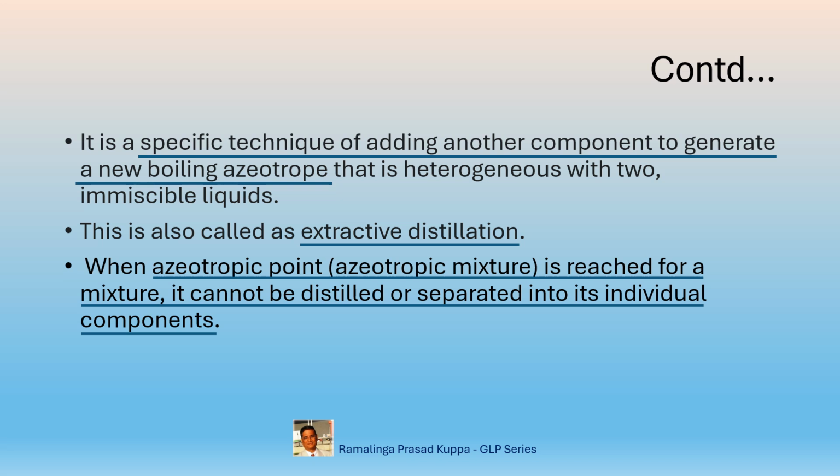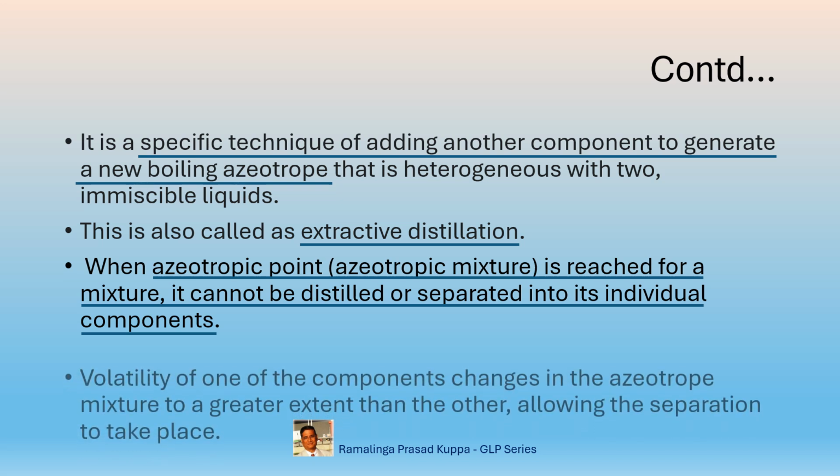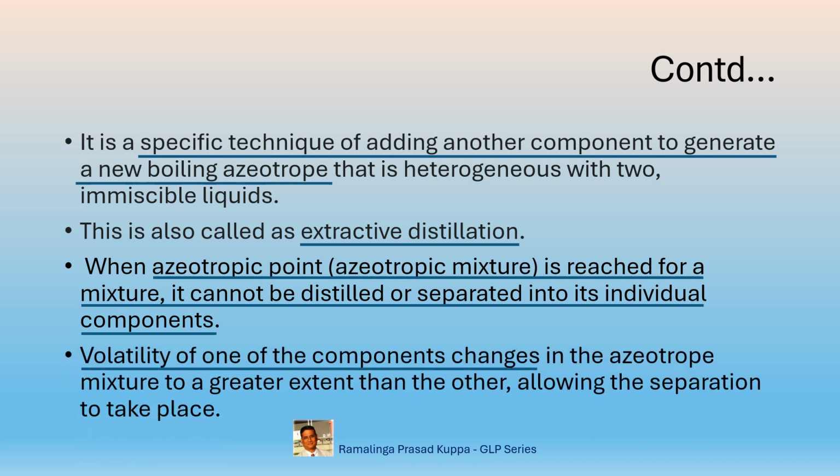So the azeotrope will have a positive azeotrope or a negative azeotrope. Volatility of one of the components changes in the azeotrope mixture to a greater extent than the other, allowing the separation to take place. This is similar to selective extraction. If the solubility is more in the added solvent, obviously the selected component gets extracted into it.